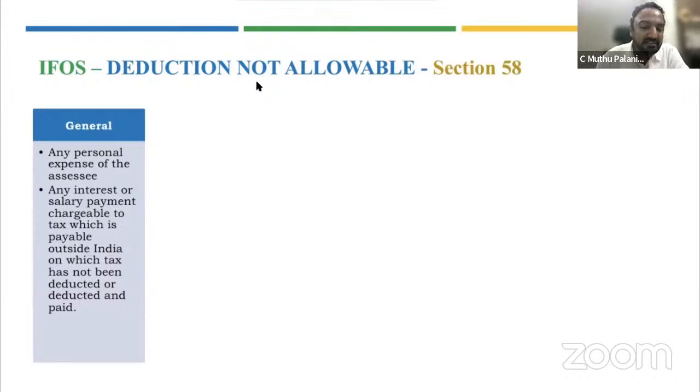The next section that we'll be understanding is section 58. What did we say about section 58? We said expenditure that is not allowed. So there are 3 types of expenses that will not be allowed. First thing is general, like section 37. So any personal expense, similar to section 37, is not allowed. Any interest or salary payment on which tax has not been deducted, similar to section 40A, is also not allowed.